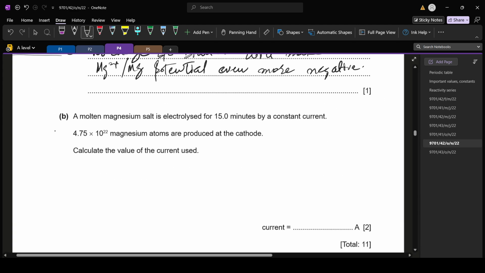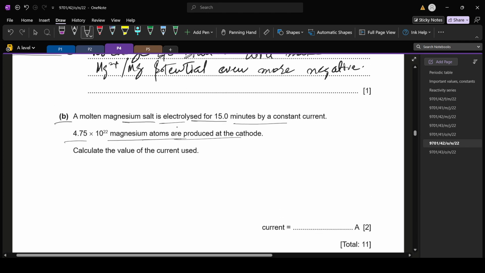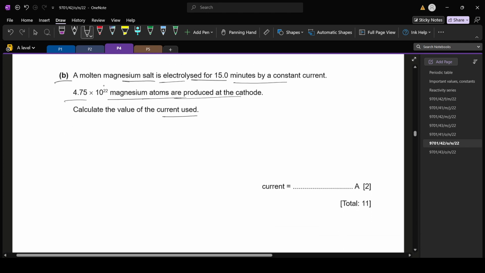Okay, now moving towards the next part, part B. The molten magnesium salt is electrolyzed for 15 minutes by a constant current. 4.75 into 10 to the power 22 magnesium atoms are produced at the cathode. Calculate the value of current. Okay, you have to find the current.